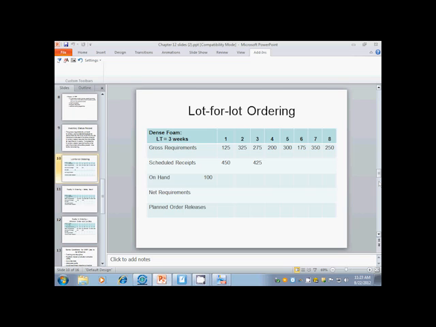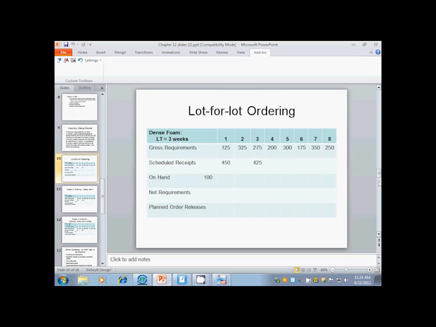lot-for-lot ordering is you order what you need when you need it, period. Why is this important? Well, if it's something that's going to go bad, become obsolete, deteriorate in how good it is, like strawberries. Strawberries mold very quickly. You want to keep them as fresh as possible. You don't want to buy strawberries and have them go bad on you, so you want to order them when you're going to be using them.